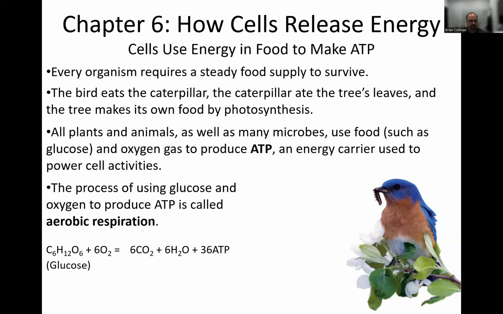The process of using glucose and oxygen to produce ATP is called aerobic respiration. Now we'll talk about anaerobic respiration as well in this chapter. Aerobic means with oxygen, anaerobic means without oxygen. And if you're wondering how to spell anaerobic, you just put an A-N in front of aerobic, and that's anaerobic. So the chemical formula for that, you start with glucose and oxygen, and that yields carbon dioxide, water, and 36 ATP. So keep that in mind. That's the payoff for us, is 36 ATP molecules per molecule of glucose.